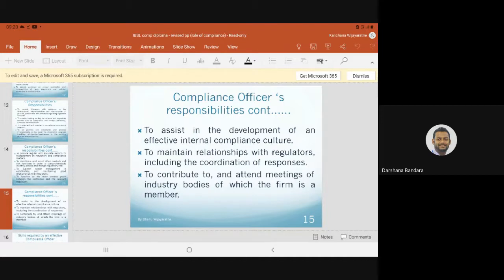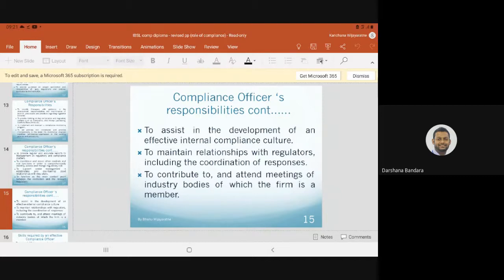But for the time being, the relationship that you need to maintain with the regulator has to be professional, cordial, including coordination of responses. What is that? Coordination of responses. The regulator wants information from the bank at different points, at different levels, and every now and then. So you need to coordinate it because mostly their requests do come through compliance, right?